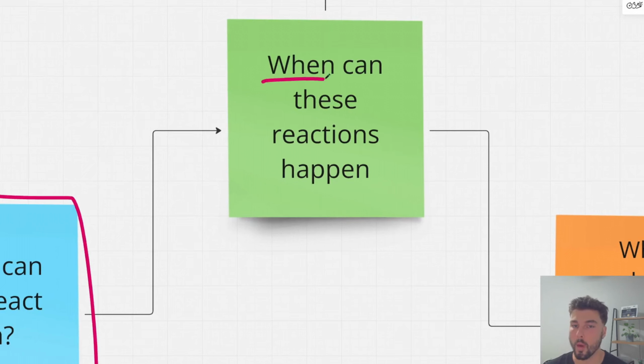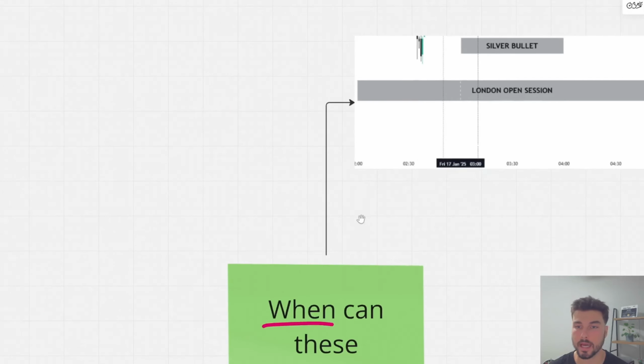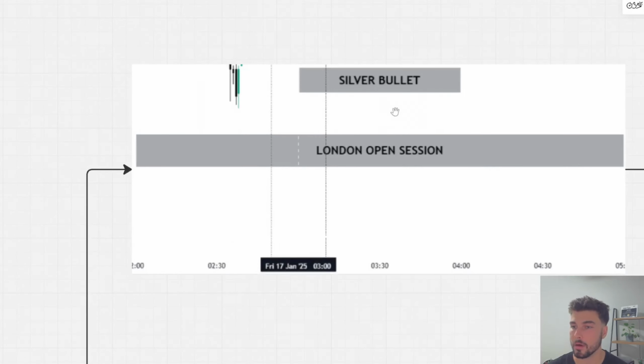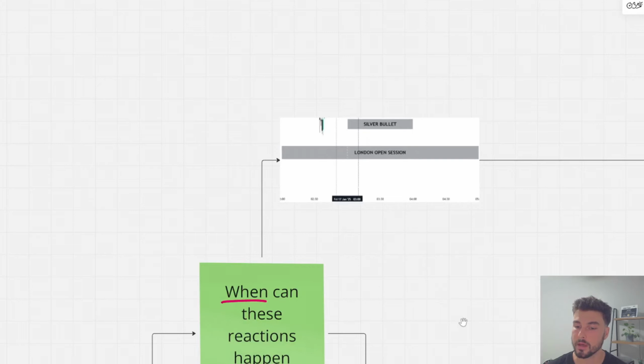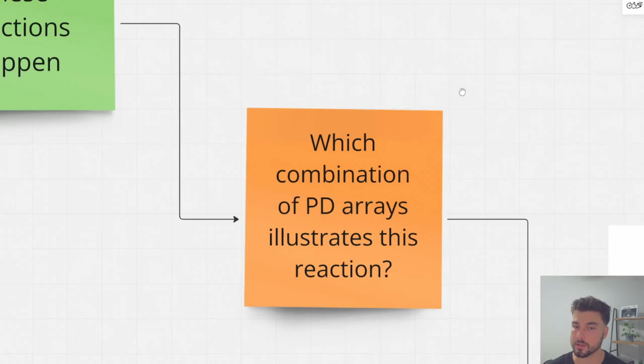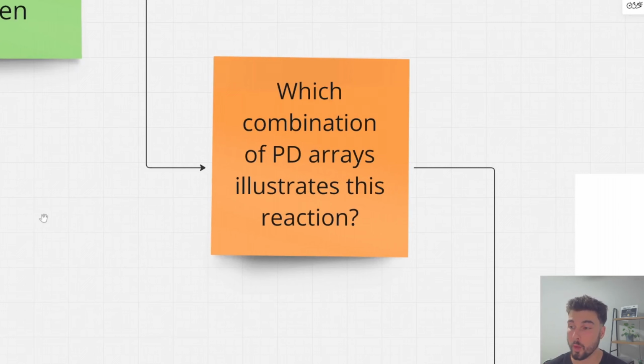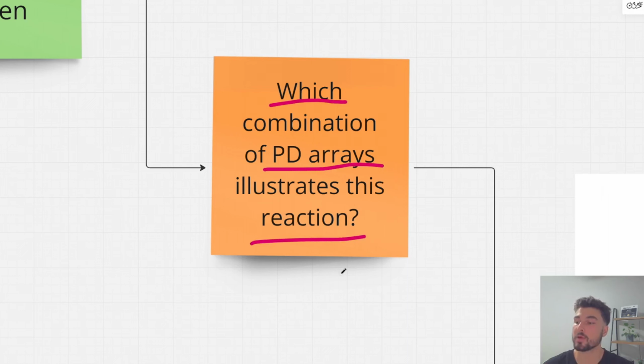Number two, when can these reactions happen? So these words are really key. Where, which is where on the price chart. Is it equilibrium? Is it a 15-minute fair value gap? That's where. When is time? And we've talked about time elements before, but in this case, we talked about time being the macro, the silver bullet session, and London Open. And then you ask yourself this question, which? So when, where, and which? Which PDRAs or which combination of PDRAs illustrates that price may react from that level in that key time?